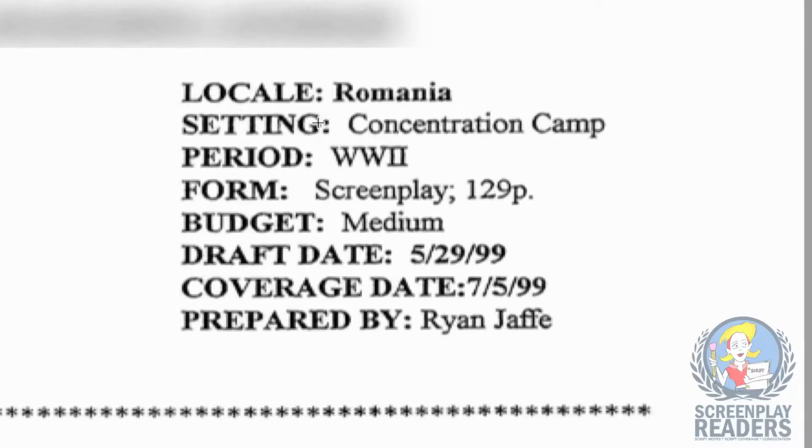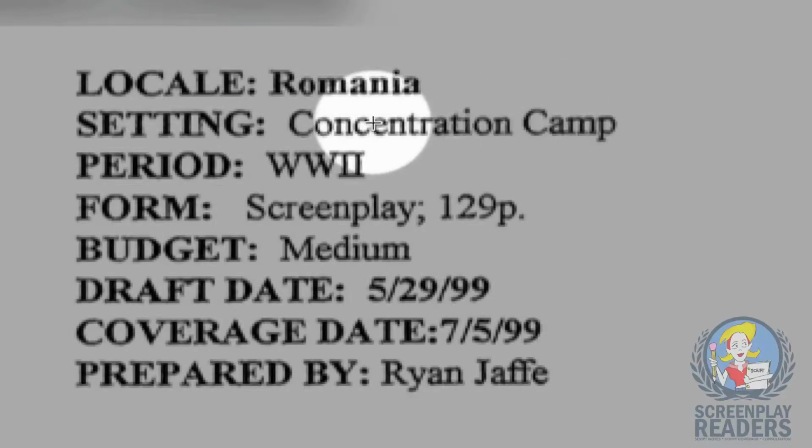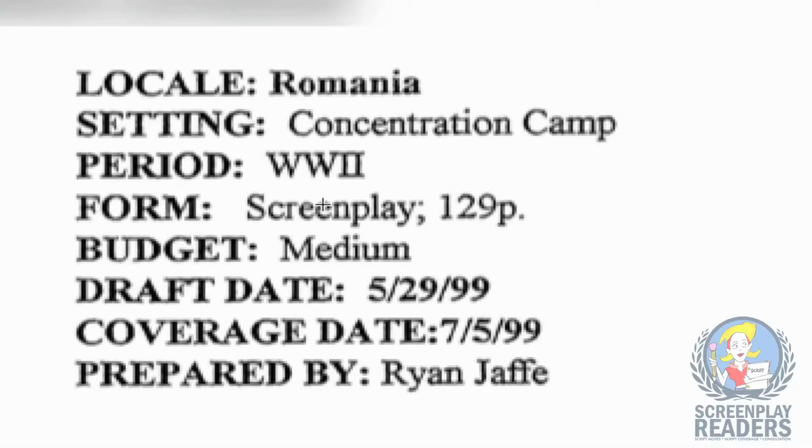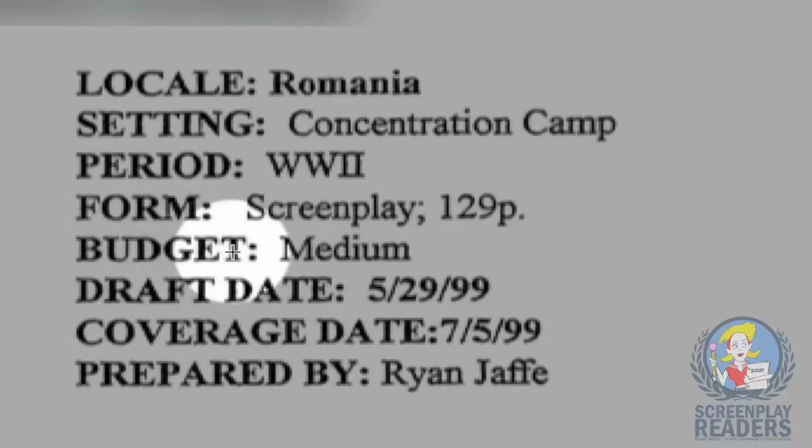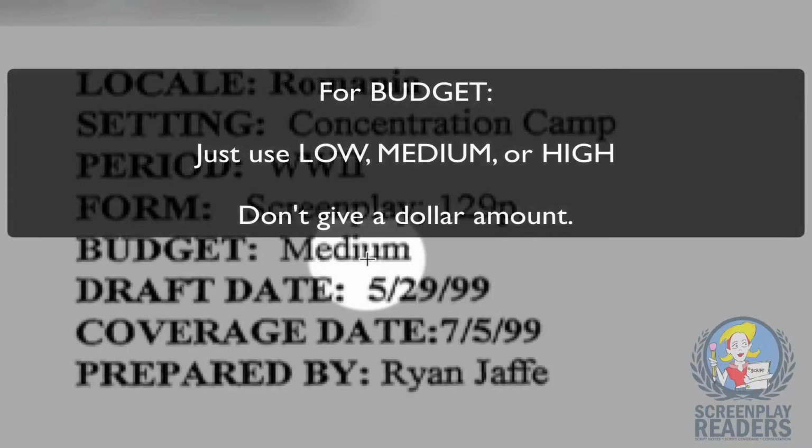And then you've got the setting, which is basically where the majority of the action takes place. And in this case, it's a concentration camp. Time period, aka circa, is World War II. The form which the property came in to the agency is a screenplay, 129 pages. Now, keep in mind that form can be a treatment, it could be a short story, it can be a graphic novel, comic book, you name it. And then you've got the budget, and in this case it's listed as medium. Keep in mind that you don't want to list a dollar amount in general when it comes to the budget amount in the header information.